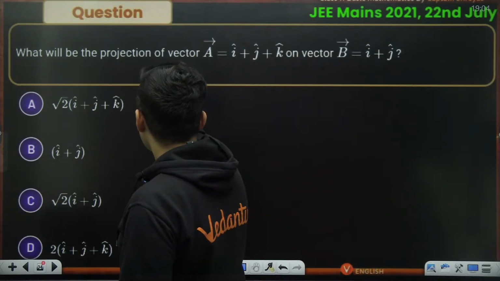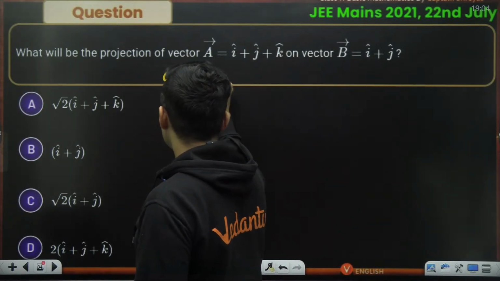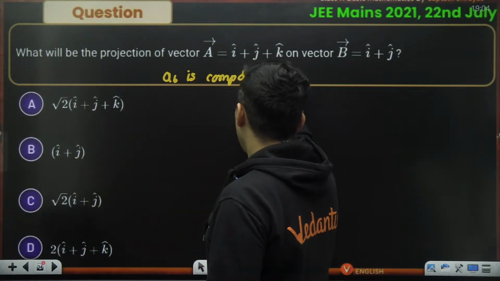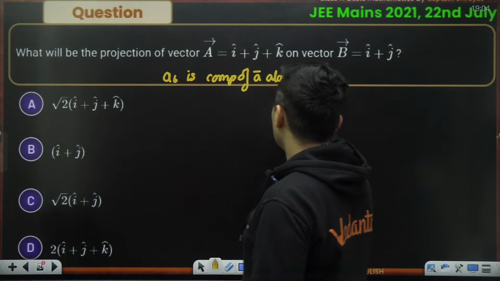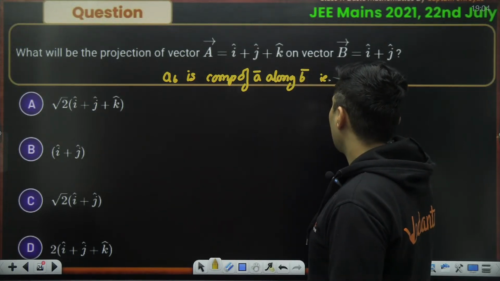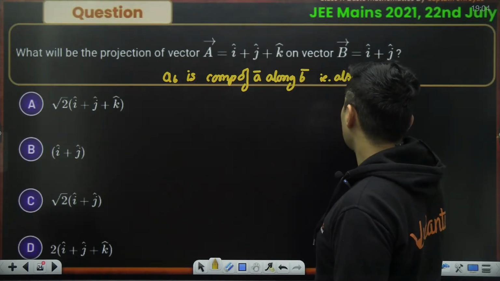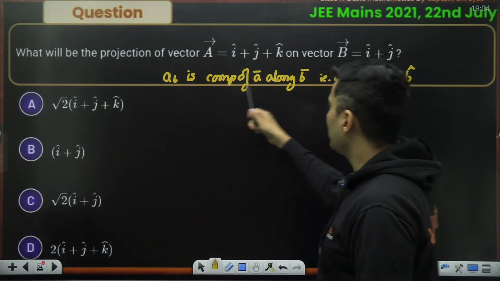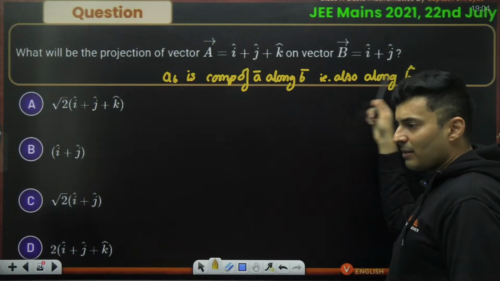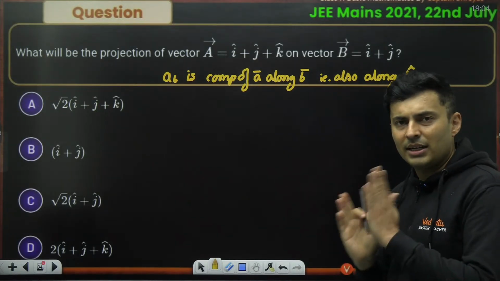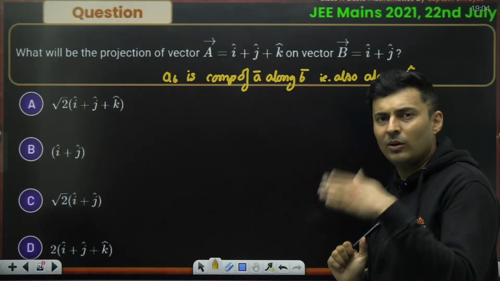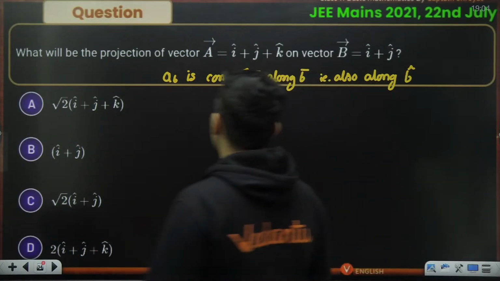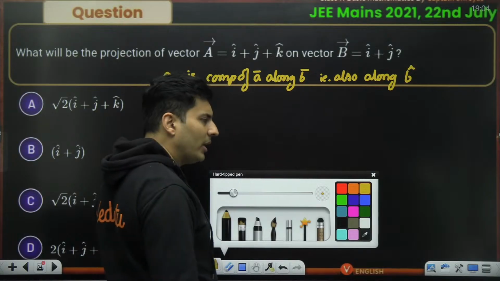I know one thing. A of B is the component of A along B, that is also along B hat. B and B hat are in the same direction only. So whether you find A along B or you find A along B hat, it's one and the same thing at the end of the day. Okay. So then what is your point, sir?